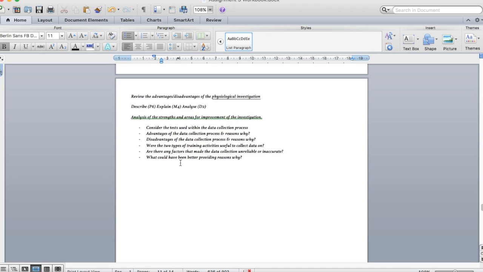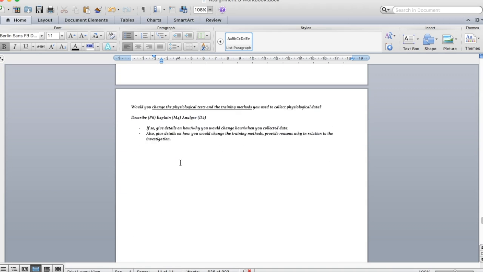Are there any factors that made the data collection unreliable or inaccurate? So we talked about that time lapse between the period. Maybe it's about people's competence in terms of how they carry out the tests. Are they able to find the heart rate or the pulse immediately to take it, or do they sometimes miss a beat? And what could have been better, and why could it have made the investigation better? So you might want to consider some of the things that could have been better and make suggestions.